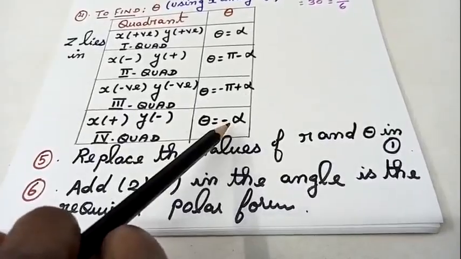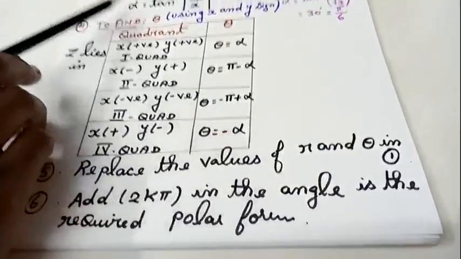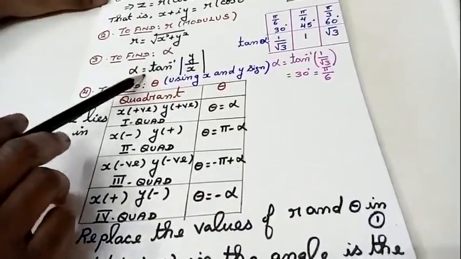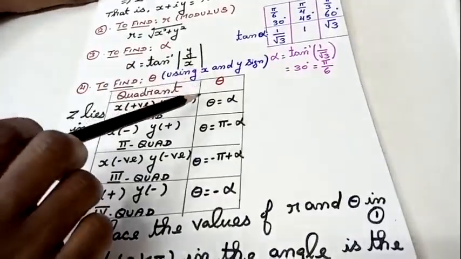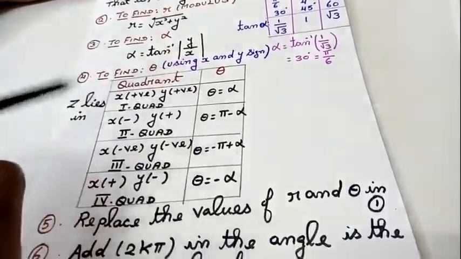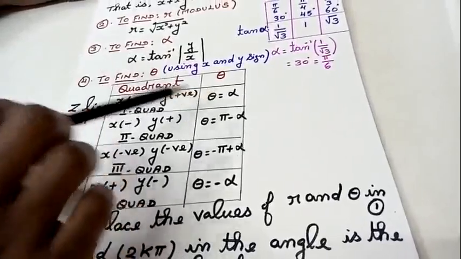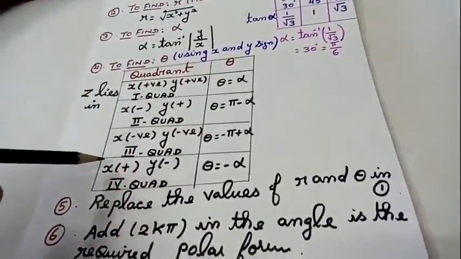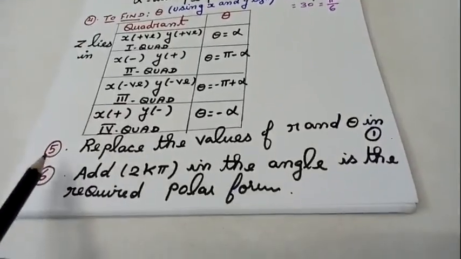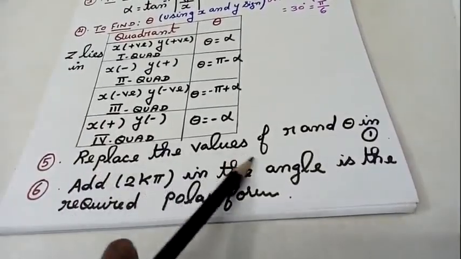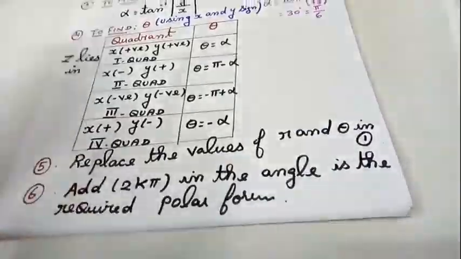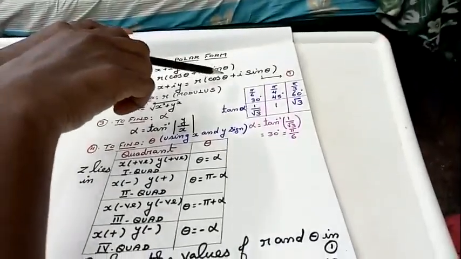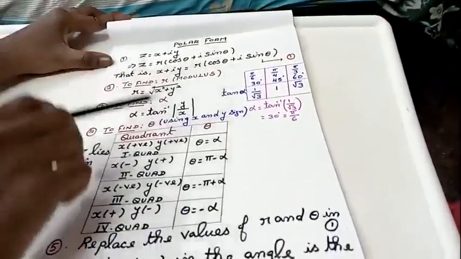So what I am doing in the fourth step is I am converting this alpha value and substituting it in theta. This is a way of converting alpha into theta, that is, a way to find theta using this concept. Next, I am going to replace the values of r and theta. So what is the thing I told you, students? I am going to find r and theta. In between r and theta, I am finding alpha.